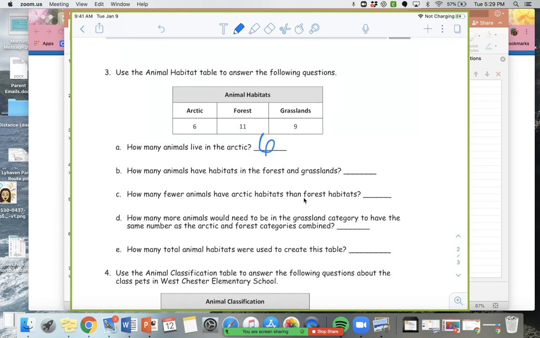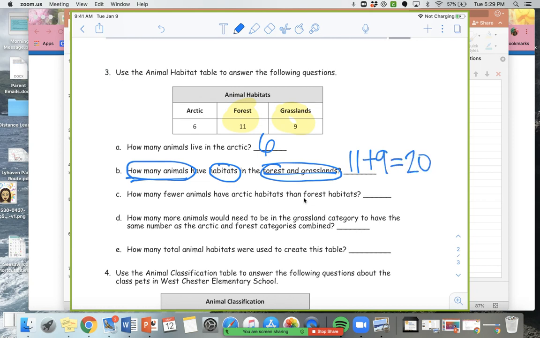How many animals have habitats in the forest and grasslands? So my friends, you really want to pay attention to the keywords. So I'm going to circle my keywords. How many animals, habitats, forest, and grasslands. So I see how many, forest, and grasslands. So that tells me that I need to put together. Put together what numbers? Well, I'm going to look at forest, which is right here, and grasslands. So I'm going to be adding 11 plus 9, which equals 20.